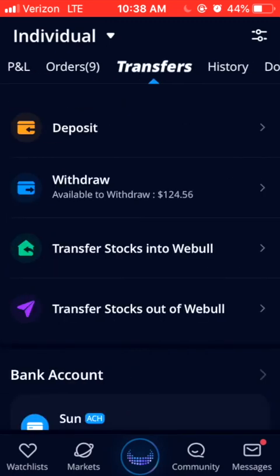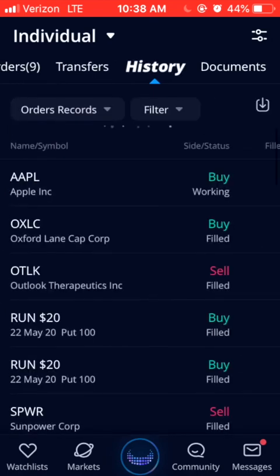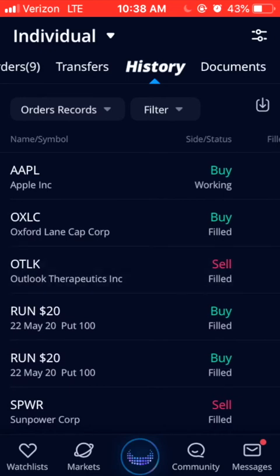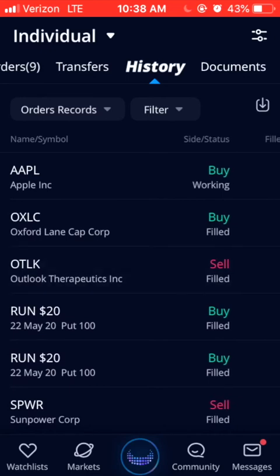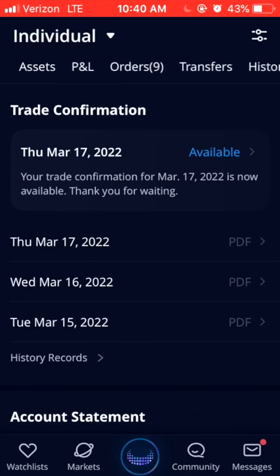Transfers, this shows you the status of what you're able to withdraw. And you can also make a deposit from your bank. History is great if you want to see what's been bought. So you can see Apple's working on buying it because we just placed that. It hasn't done it because it hasn't reached that price, but it's waiting until it does. Documents, where you find your account statements and tax documents. You can also find these on the internet browser version. Community and messages, this is where some promotional things would be, and messages is where it gives you some updates and information.